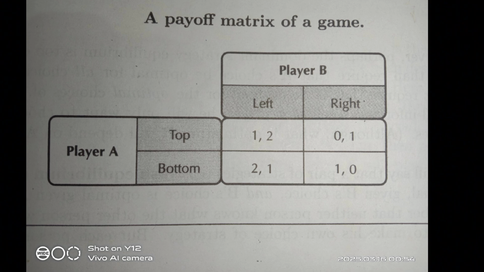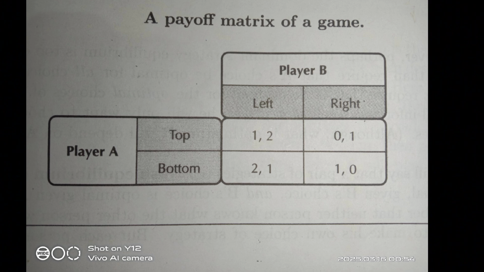Therefore, the bottom left, consisting of the payoffs 2 and 1, is the equilibrium point where the dominant strategy is achieved. So this is all about the payoff matrix of a game.